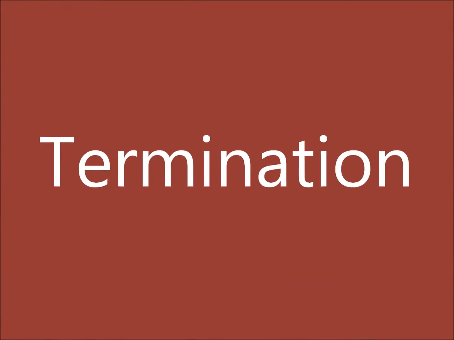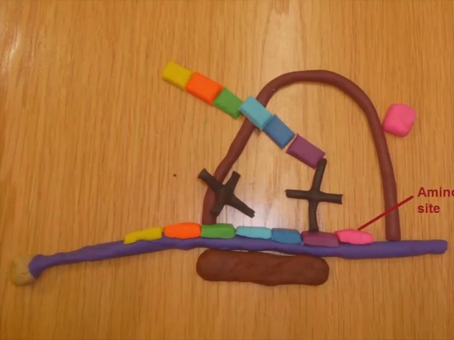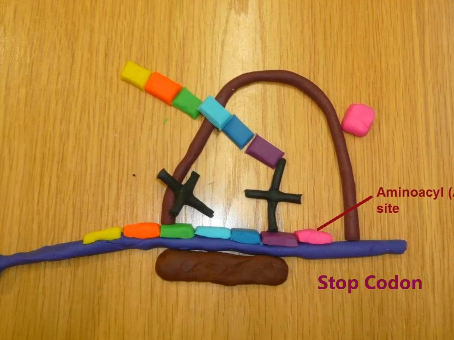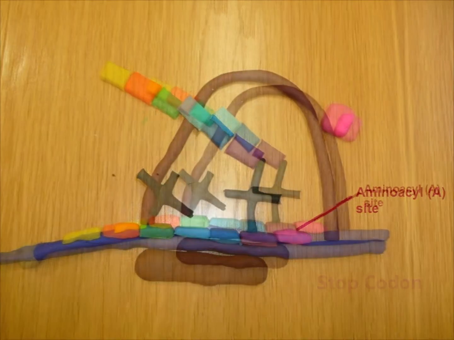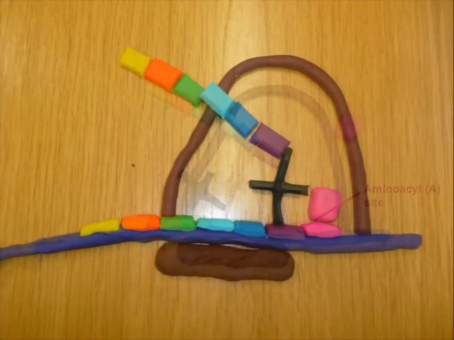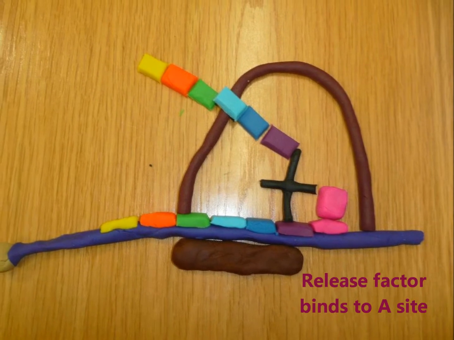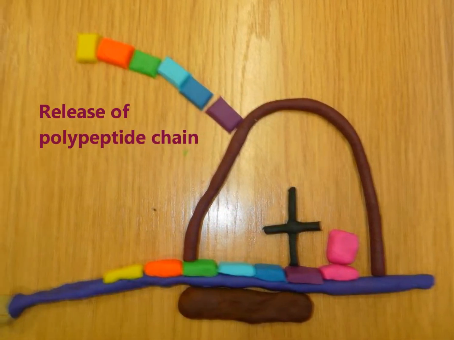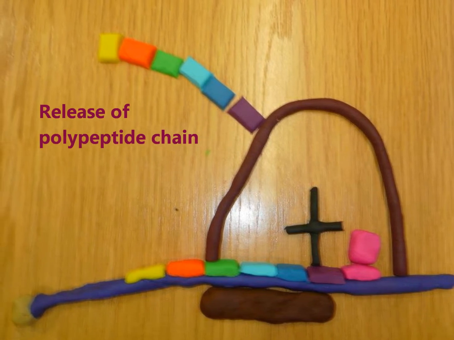Termination. Elongation continues until a stop codon encounters the A site of the ribosome. Instead of tRNA entering the ribosome, a release factor is triggered. This binds to the A site and terminates translation. The polypeptide chain is hydrolysed, and the chain exits the ribosome.